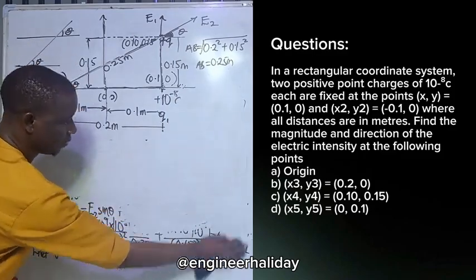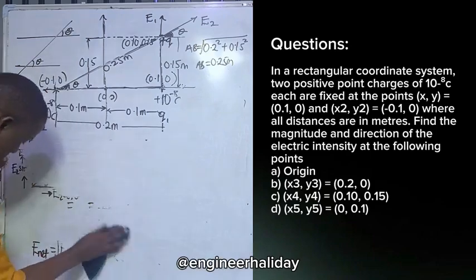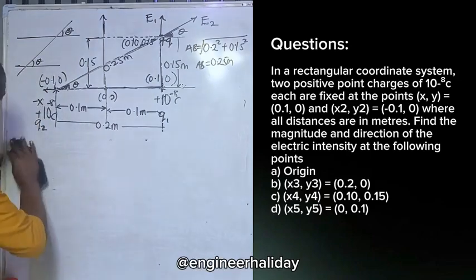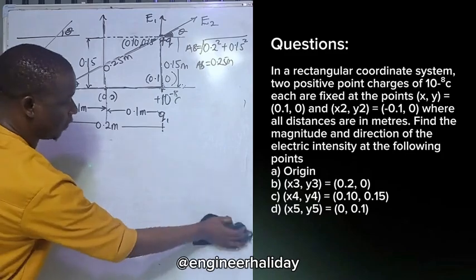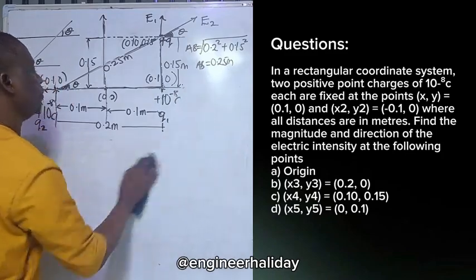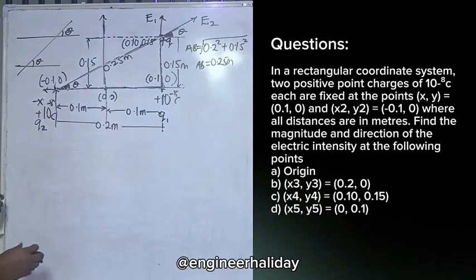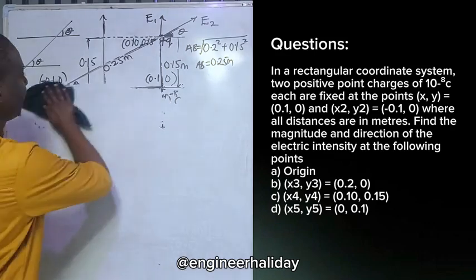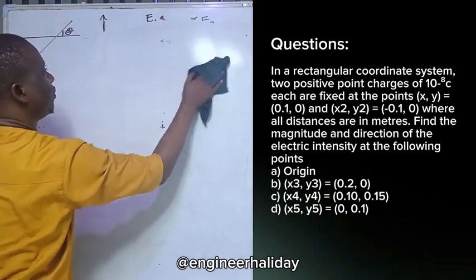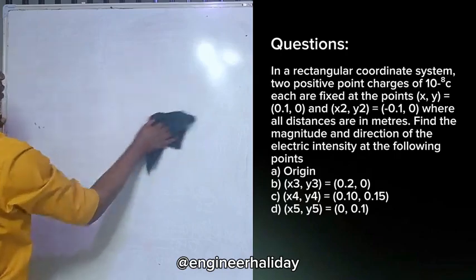We move to the last one. Now, for this last question, we are going to solve for the electric field at the point 0.1. I think I need to clean the board again. Sorry, to clean the board.